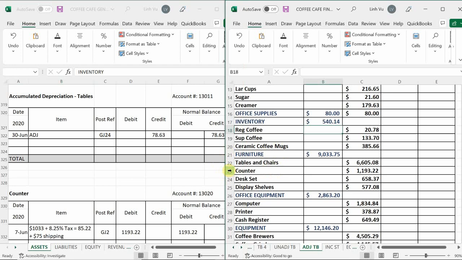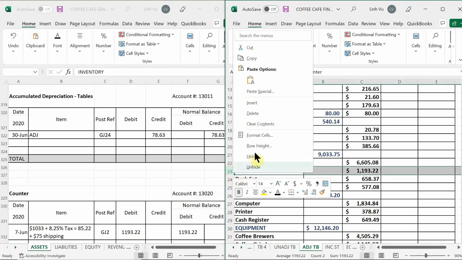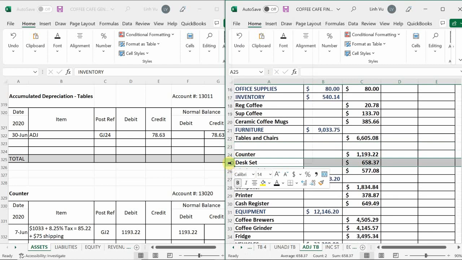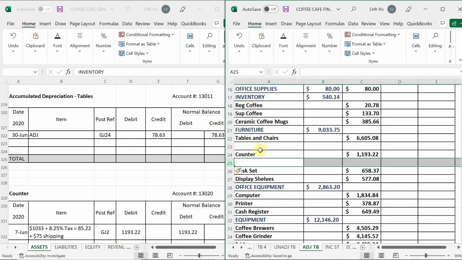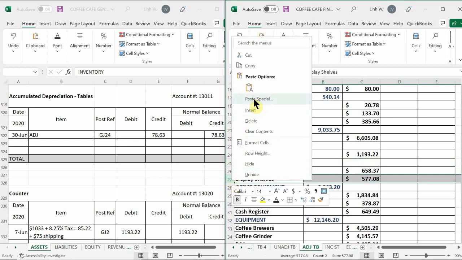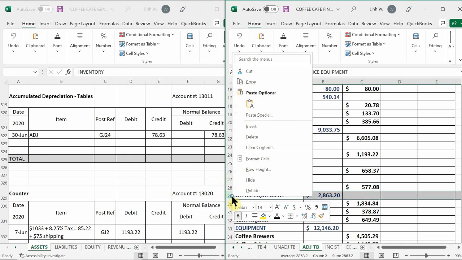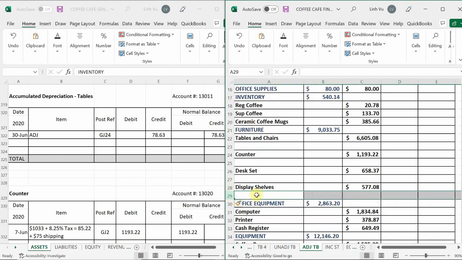$78.63. So in this case, I'm going to have to insert every single one of them separately because I don't have an account called accumulated depreciation for furniture. Okay, I have it set as individual ones. So that's going to give you your current book value for all of your furniture. Okay, so you're going to have an accumulated depreciation, which again is a contra account, for tables.